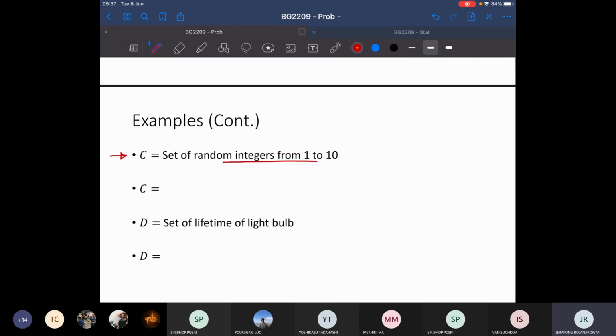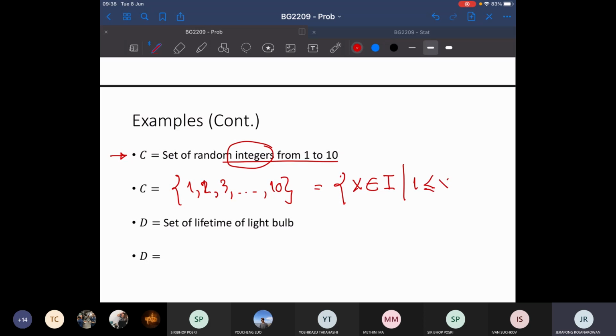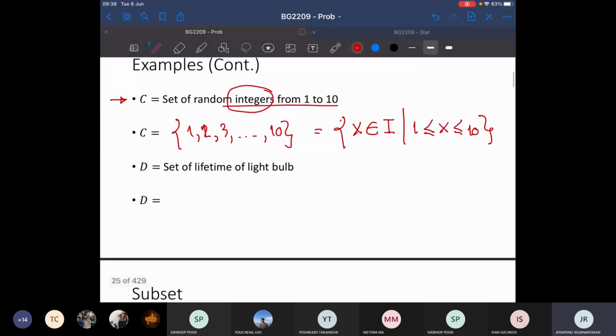Set of random integers from 1 to 10. If you don't know anything, you just list them. As you can see, we have a lot of numbers to write down, right? Another way to write it is like this. C is a set, right, of x in, not the real numbers because it's an integer, right? Integers. We write like this, such that x is between 1 and 10, including 1 and including 10. That's it, right? This is how we write it down using the rule.